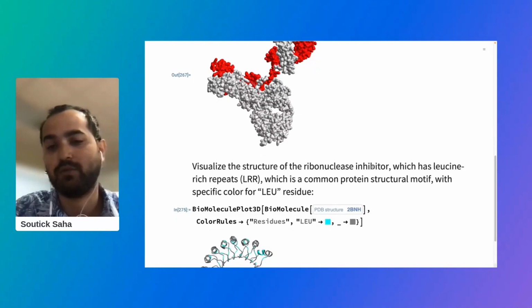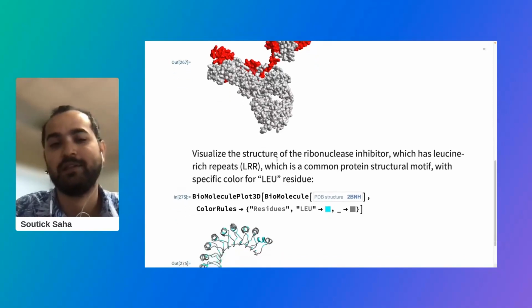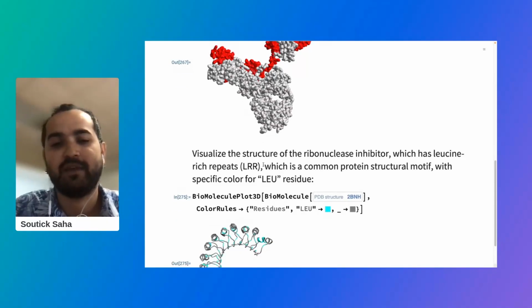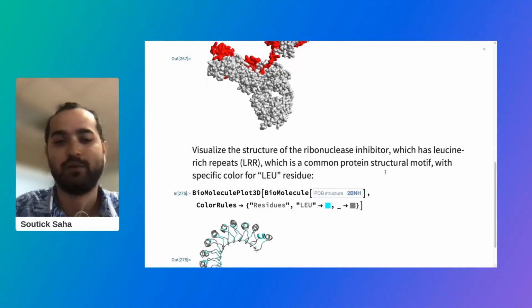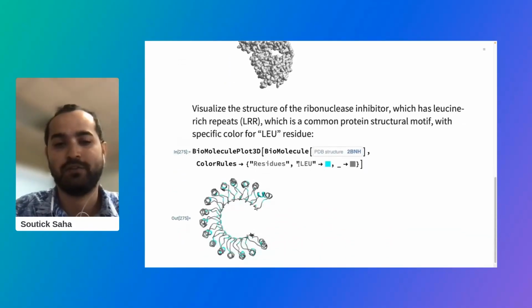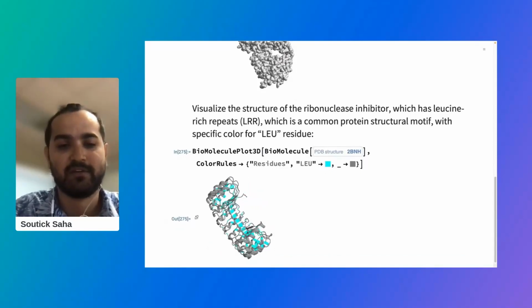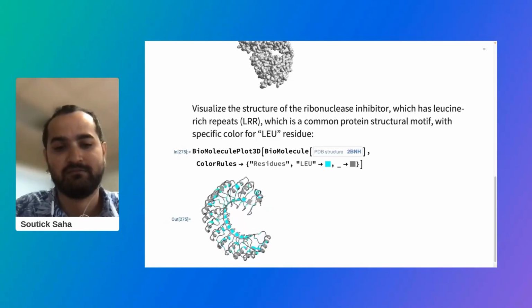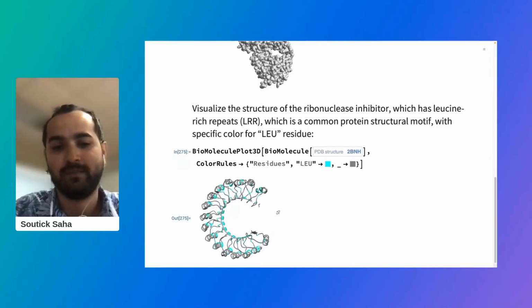This is a ribonuclease inhibitor, which has leucine-rich repeats, which is a very common structural motif that is found in nature. And as you can see from the name, this has a lot of leucine residues. What if I want to see where just the leucine residues are? You can use the color rules like this, and you can just say highlight the leucine in cyan, everything else in gray. And as you can see in this structure, you can see where the leucine repeats are. Everything else is in gray.